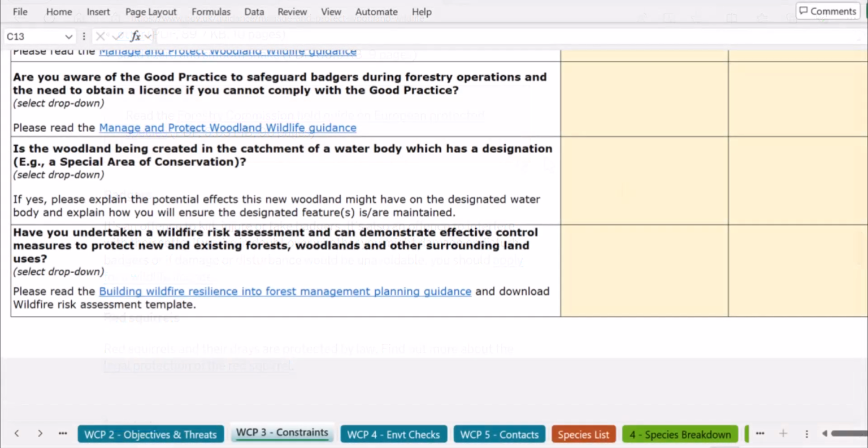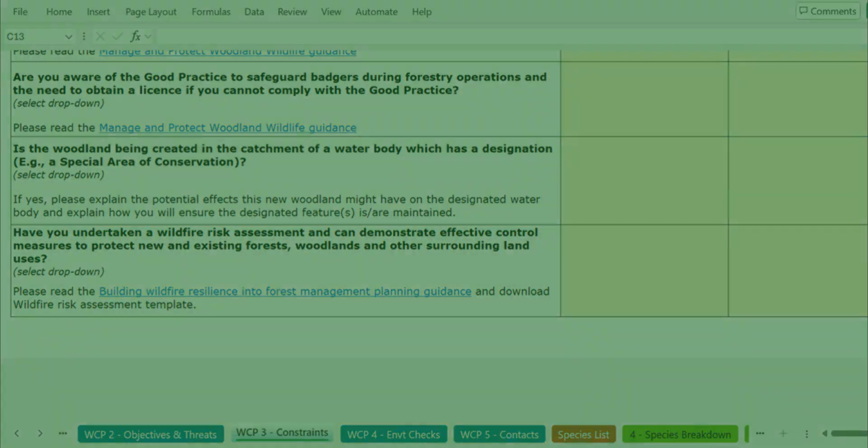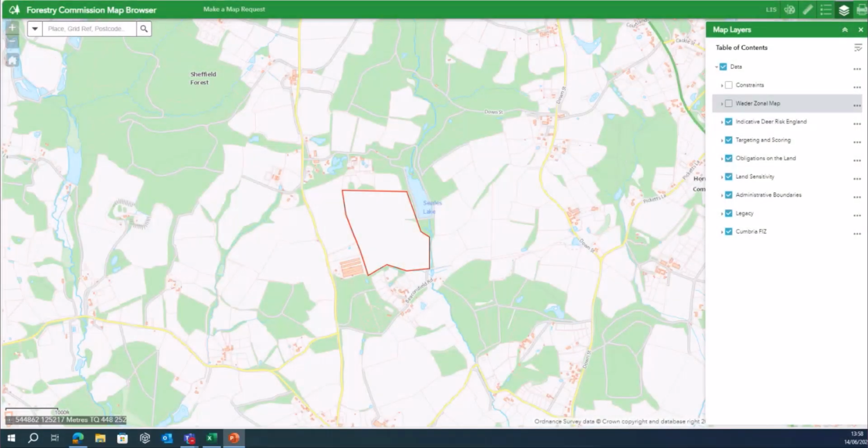So the next constraint in the form is the woodland being created in the catchment of a water body which has a designation. Woodland creation can influence hydrological processes within a catchment that can affect water infiltration, runoff rates, and sedimentation, so sediment filtering into water bodies. In this case, looking at this water body just here. Understanding whether there is a sensitive catchment nearby, so one that is designated as an SAC or a SPA or another designated site, is vital.